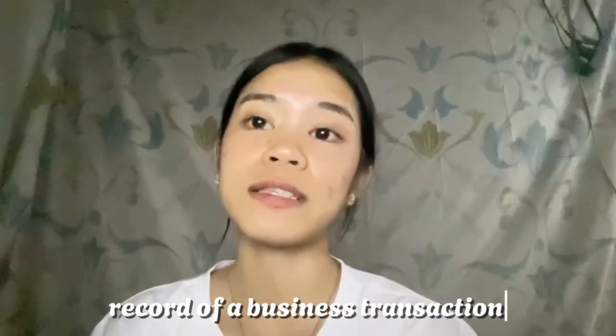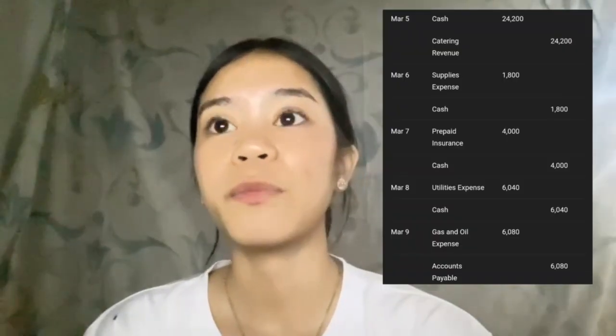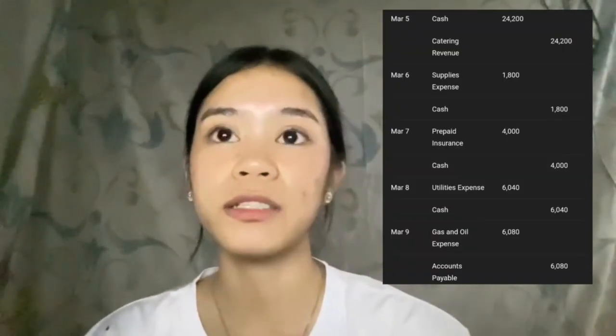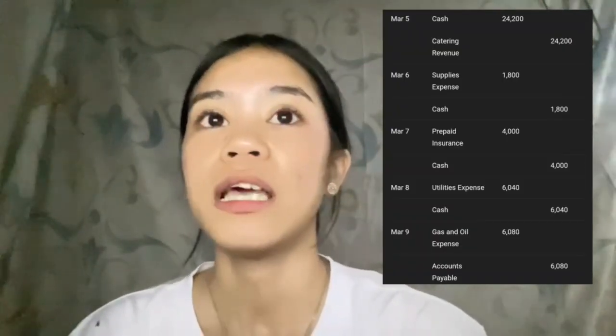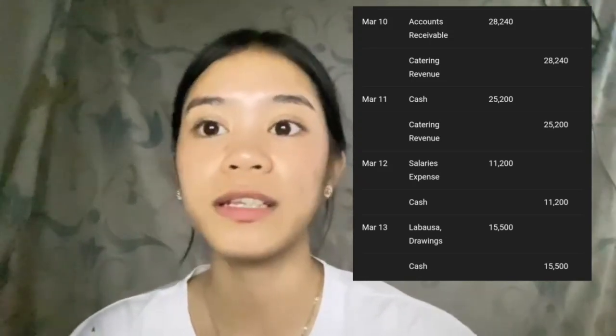A journal entry is a record of a business transaction showing its debit and credit effects on accounts. It's the first step in the accounting process, chronologically recording each transaction. This detailed record helps maintain a complete and accurate accounting history.